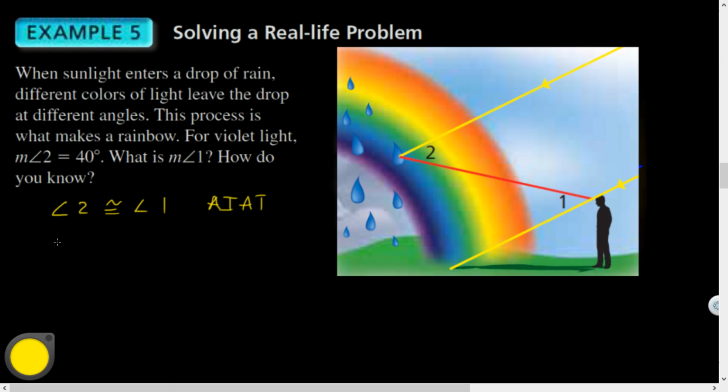And let's see, if the angles are congruent, then their measures are equal by def of congruent. And therefore, I can say that measure of angle 1 is going to equal 40 degrees. Why? Substitution with this given statement right there. Subs prop equality. Bam, there you go.